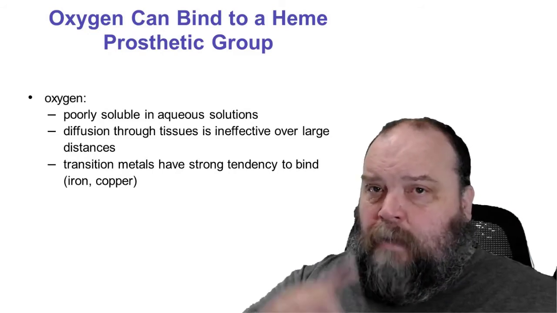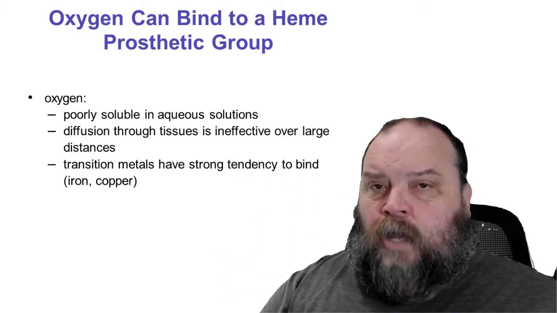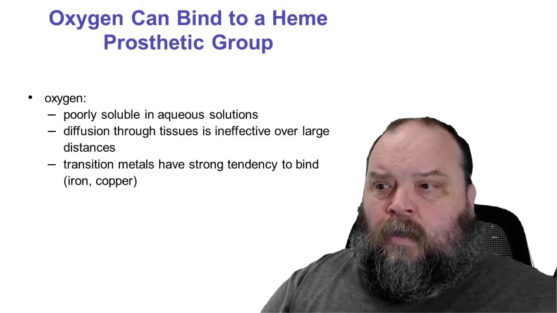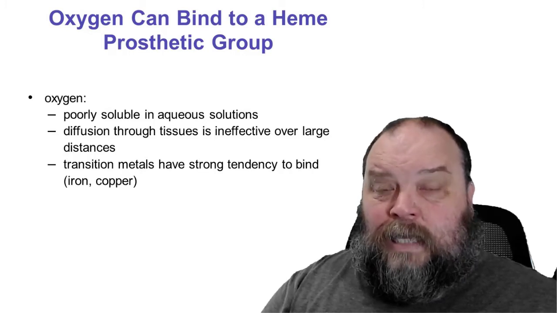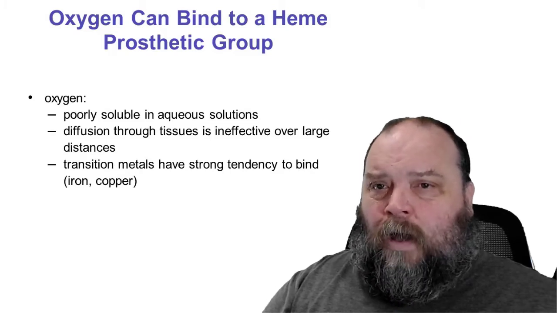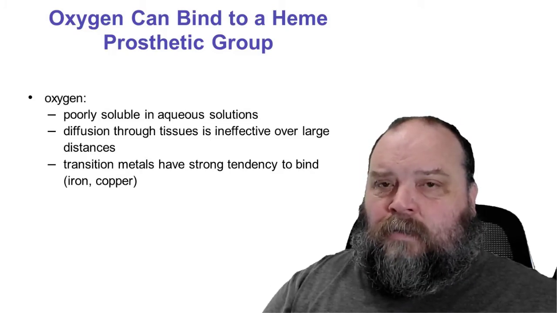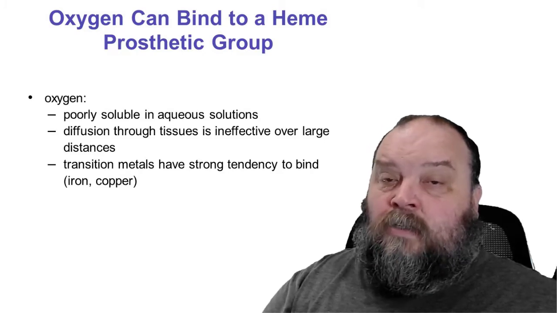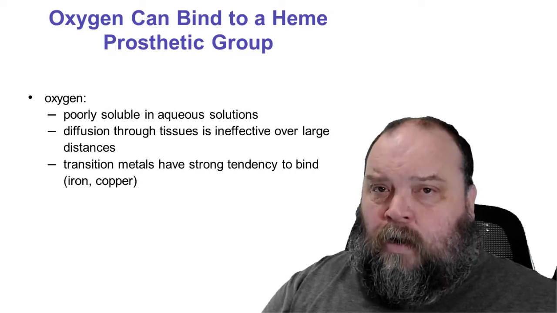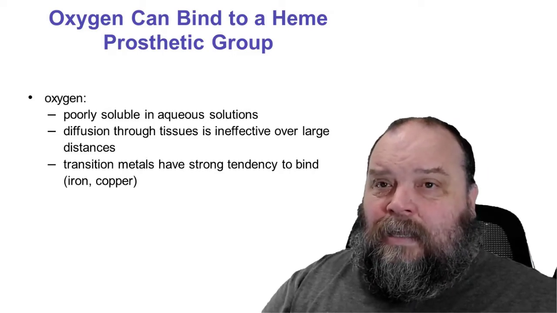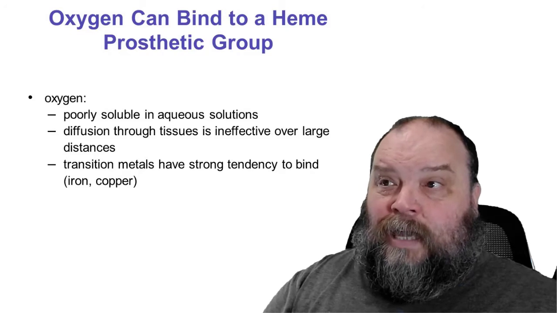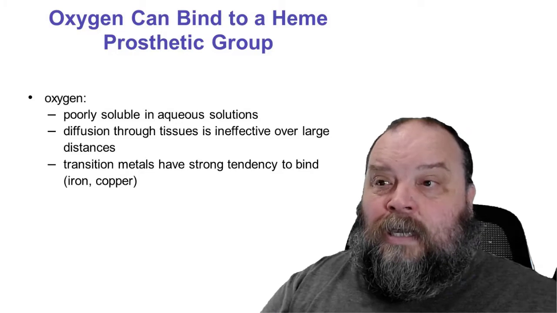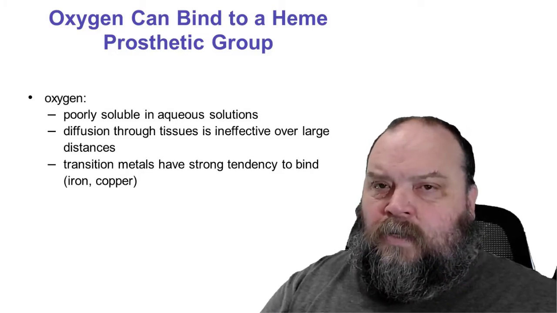If you think back to our chapter on water, we discussed water and all its properties, and we discussed the solubility of different things in an aqueous solution. Turns out oxygen was not that soluble. It was poorly soluble. So getting oxygen in its gaseous state into a liquid is hard enough. Getting gaseous, molecular oxygen to diffuse through tissues while it's still in that aqueous state has some issues.